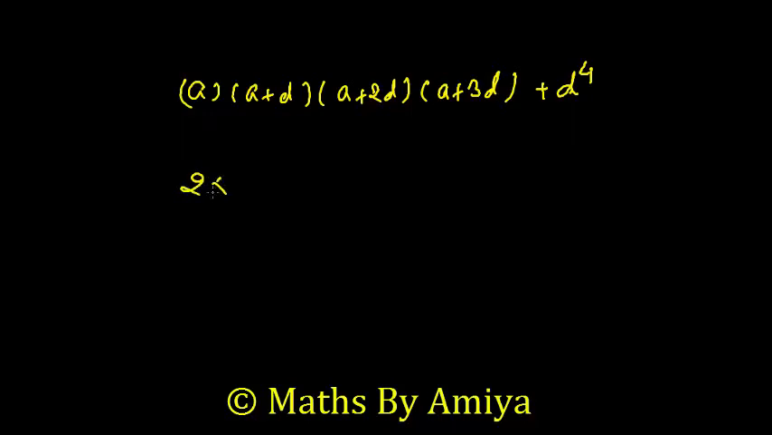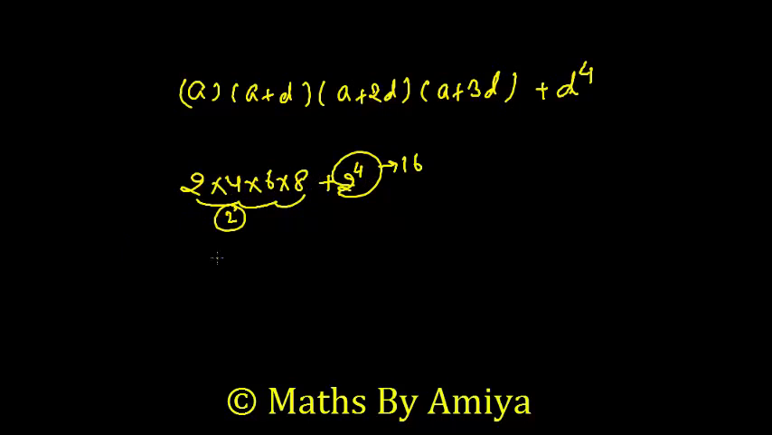Say if we have 2 into 4 into 6 into 8 and we have to make a perfect square, we just need to find the gap. The gap is nothing but 2. So we just need to add 2 raised to power 4, that means nothing but 16. I hope it is clear.